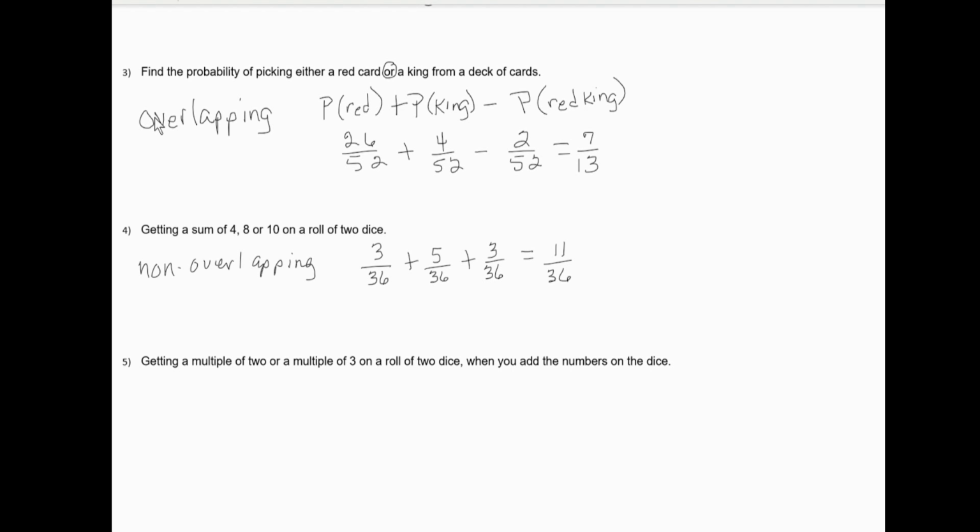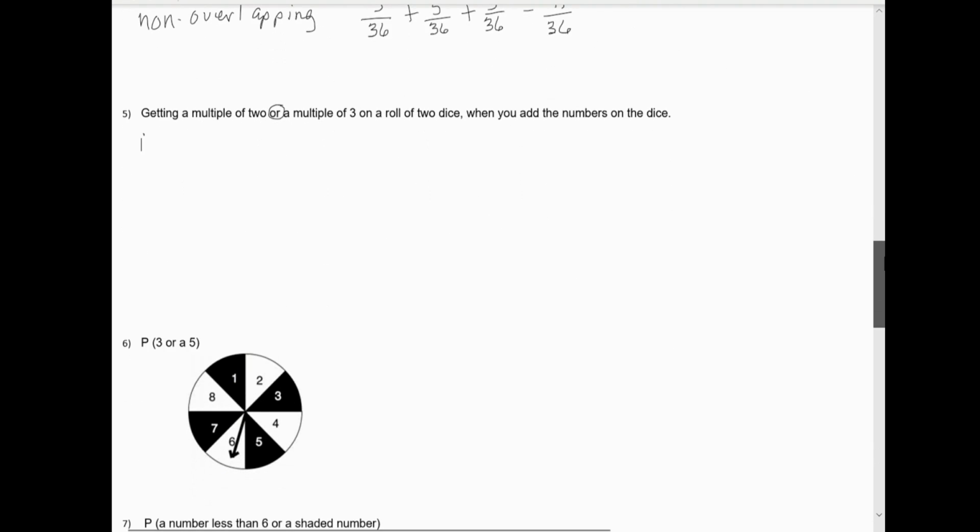Getting a multiple of 2 or a multiple of 3 on 2 rolls of the dice when you add the numbers on the dice. Again, we are looking at an OR probability, and we have to figure out, is our probability overlapping or non-overlapping? In other words, can a number be a multiple of 2 and a multiple of 3 at the same time? Well, yes. So this is an example of overlapping probabilities.